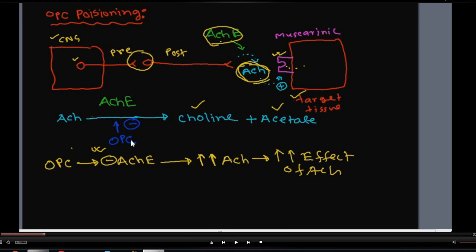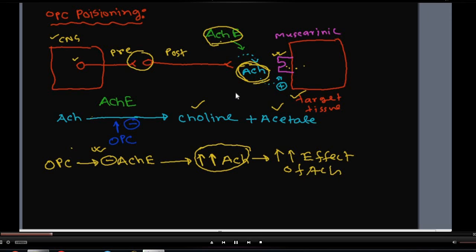What does organophosphorus compound do? Organophosphorus compound inhibits this acetylcholinesterase enzyme by forming a covalent bond. When organophosphorus compounds inhibit this acetylcholinesterase enzyme by formation of a covalent bond, the acetylcholinesterase enzyme cannot break down acetylcholine in this synapse. In this postganglionic synapse, the acetylcholinesterase enzyme cannot break down acetylcholine.